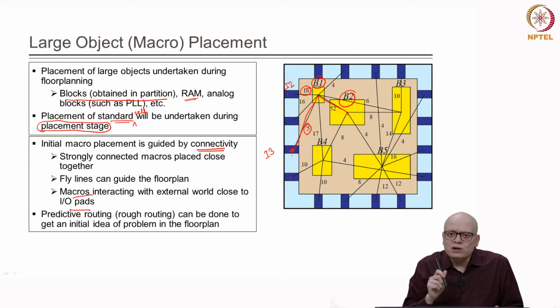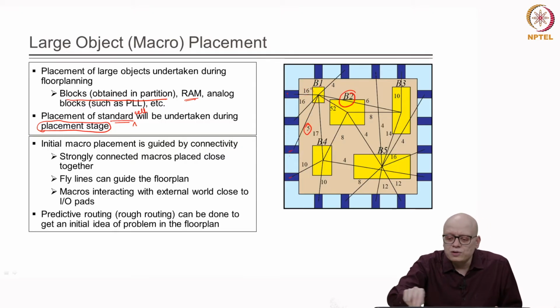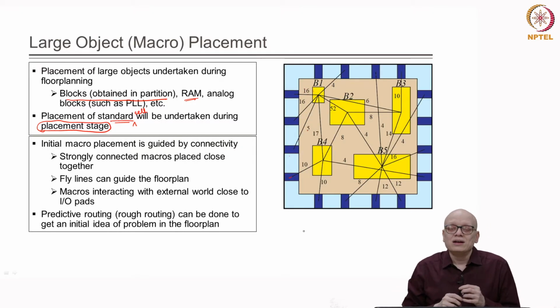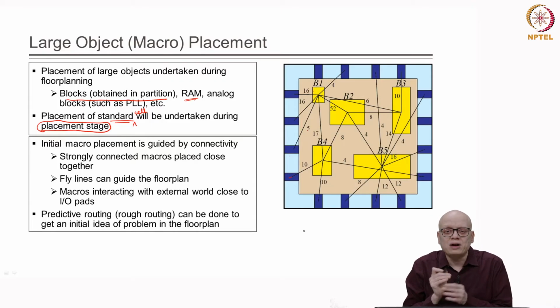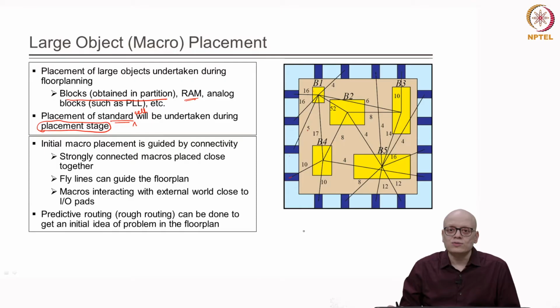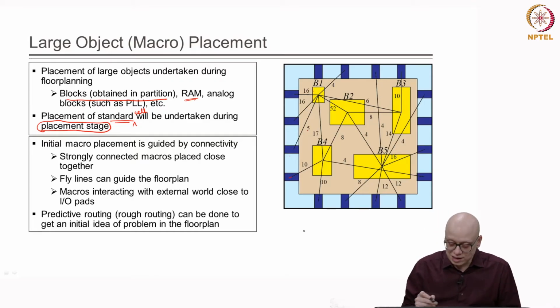Now, additionally, once we have an initial floor plan, we can do a kind of rough routing or predictive routing. These physical synthesis or physical implementation tools have some mechanism to do initial routing, a rough routing. It is not very good in the sense that the quality of routing is not important, but it is very fast and it gives some idea of where the congestion will be in our design and so on. Based on that we can tweak the placement of these larger objects.